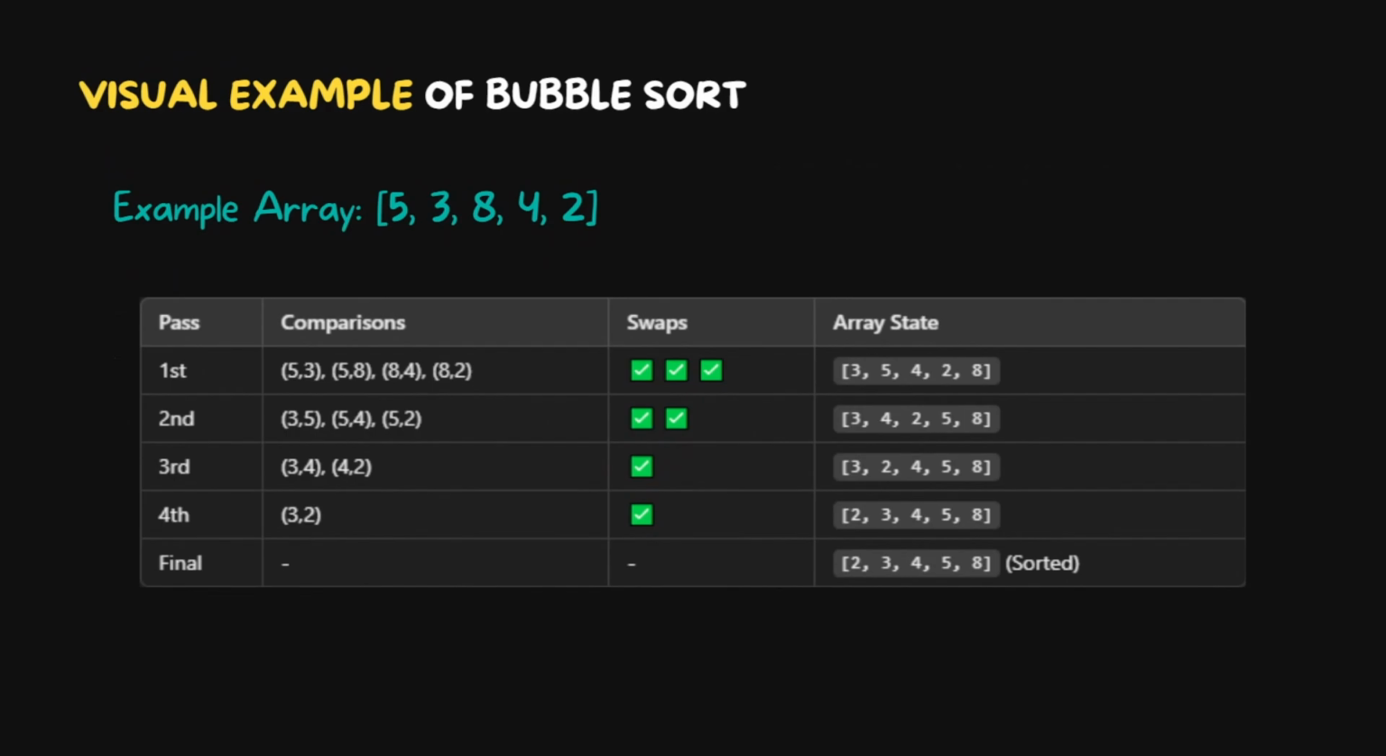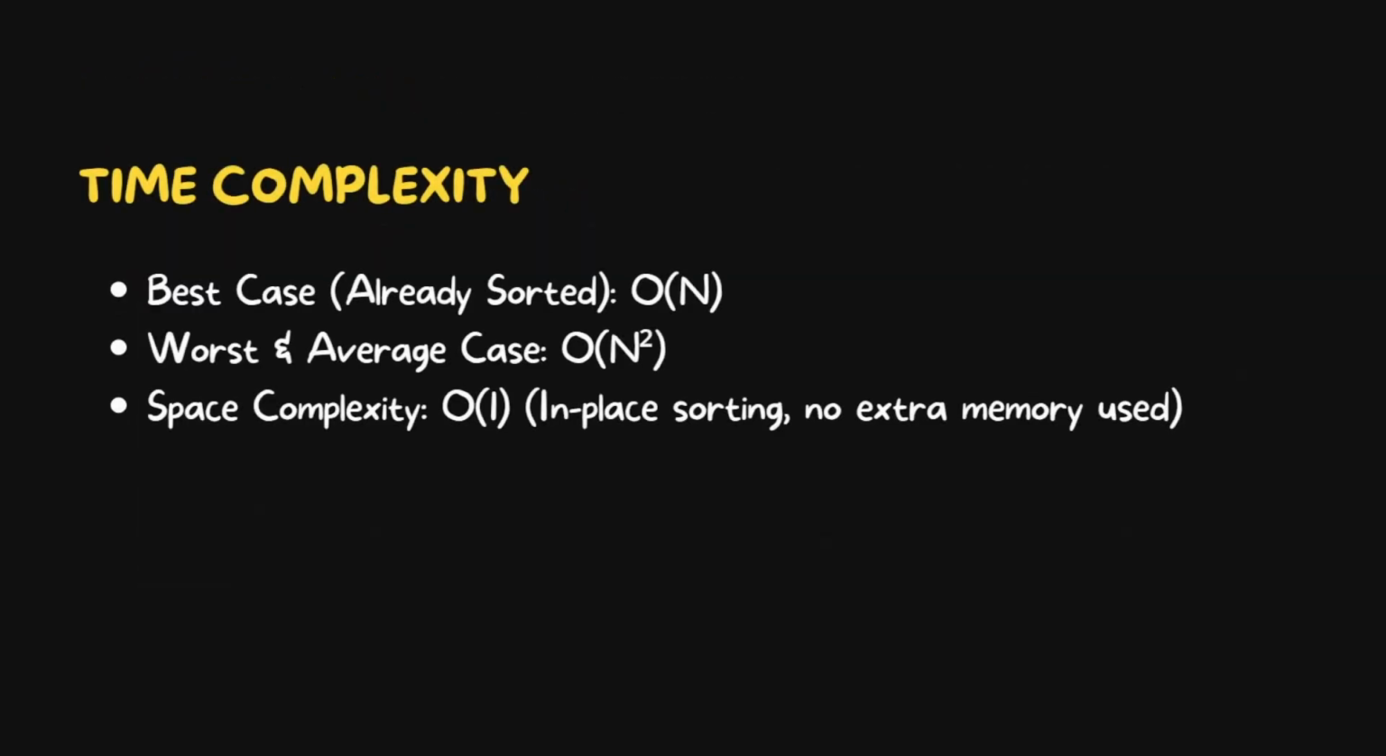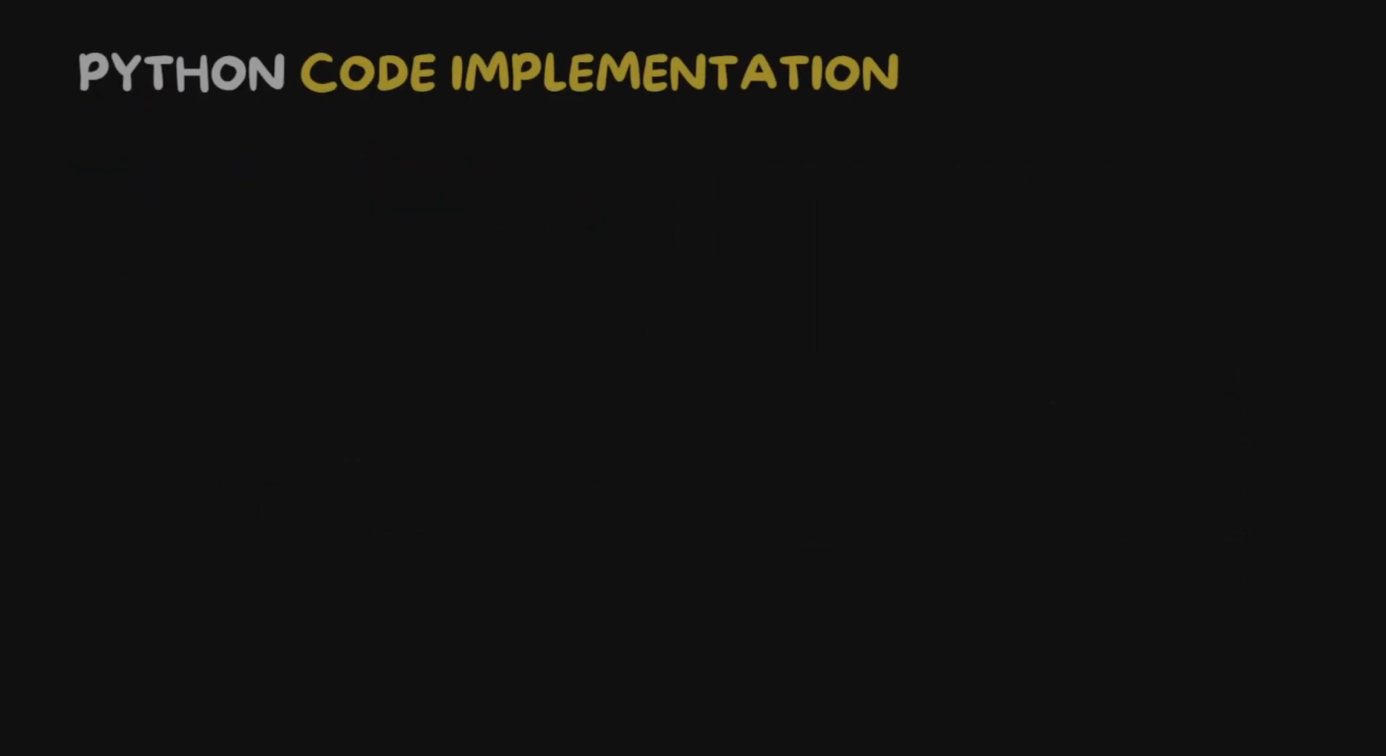Now, let's analyze the time complexity. Best case, already sorted, will be order of n. Worst and average case will be order of n square. Space complexity will be order of 1 if no extra memory is used. Bubble sort is great for learning but not efficient for large datasets because it requires multiple passes even for small lists. Now let's implement bubble sort in Python.